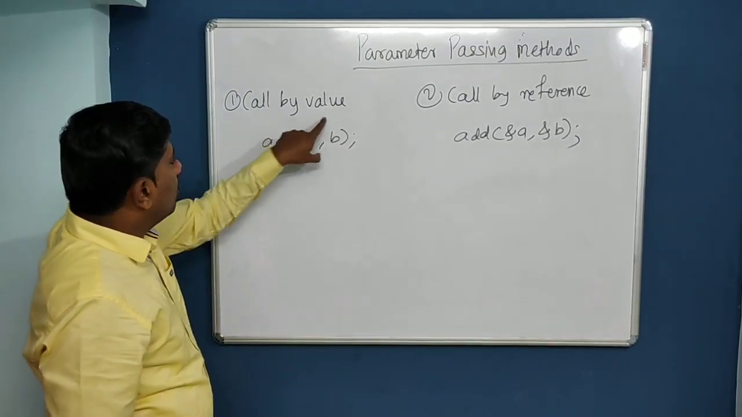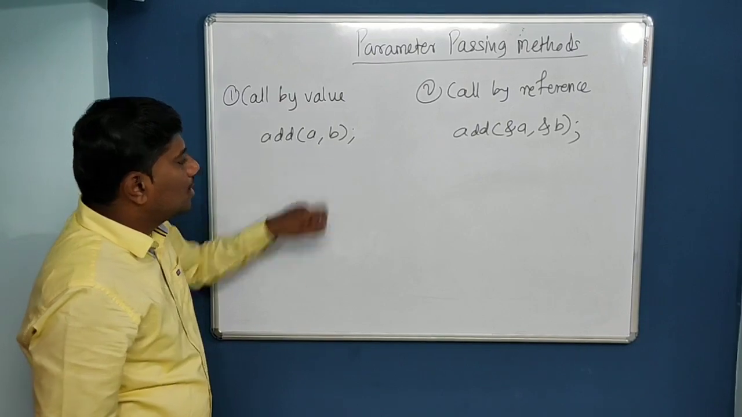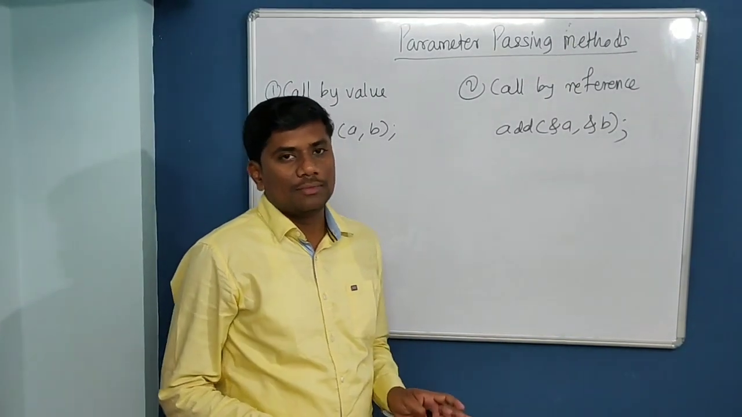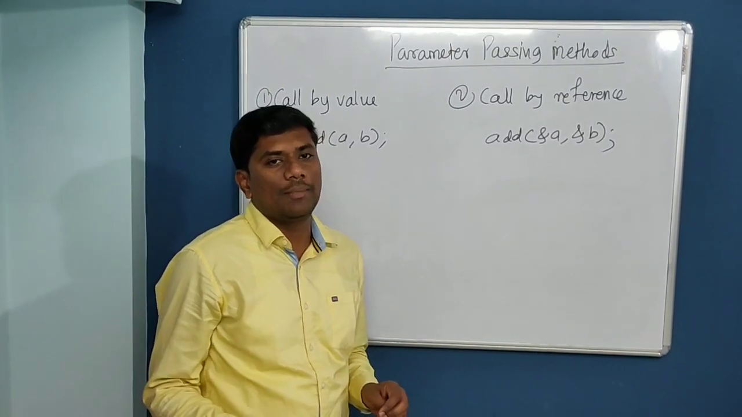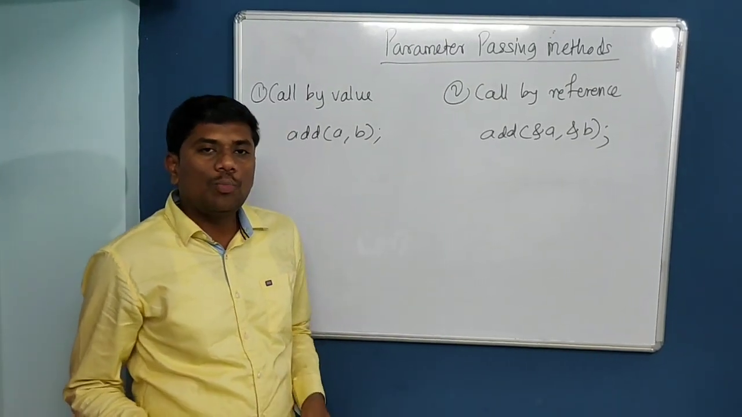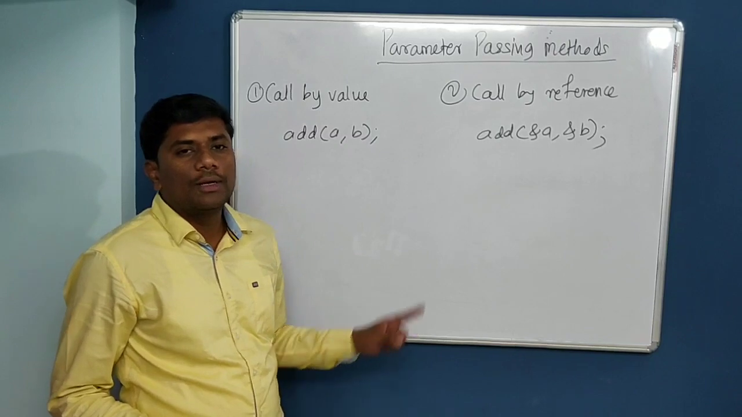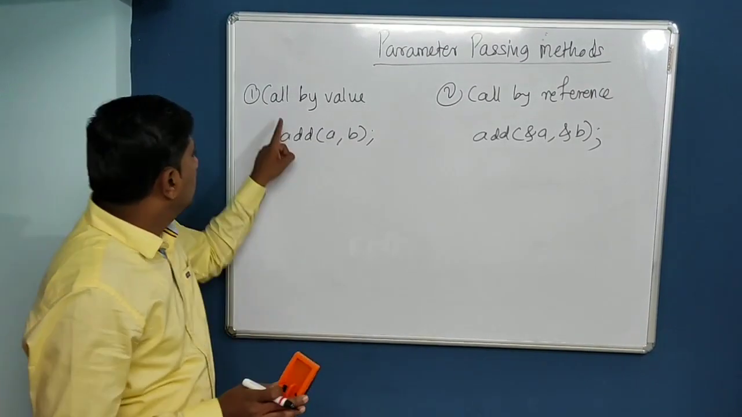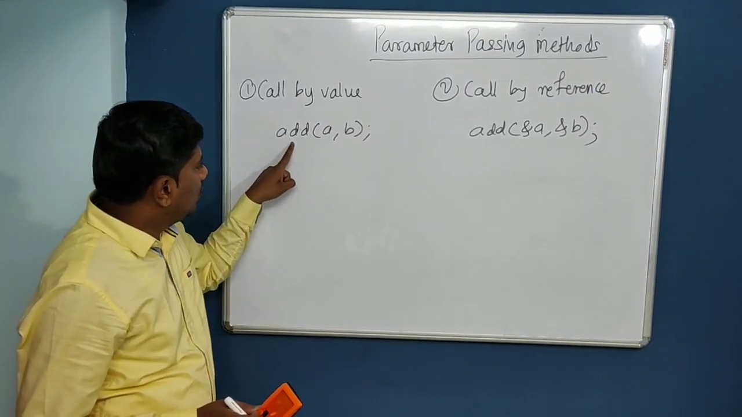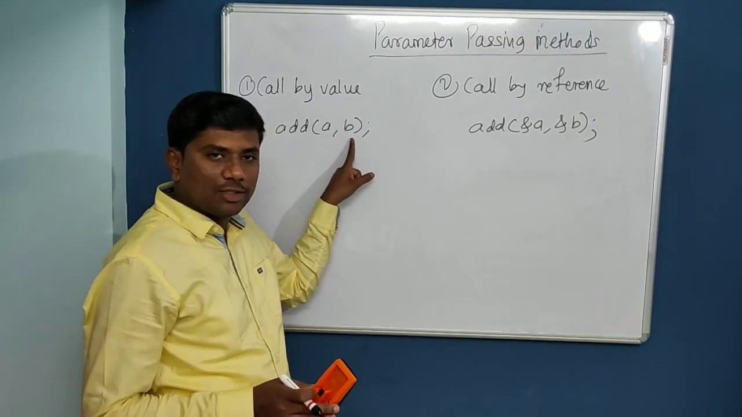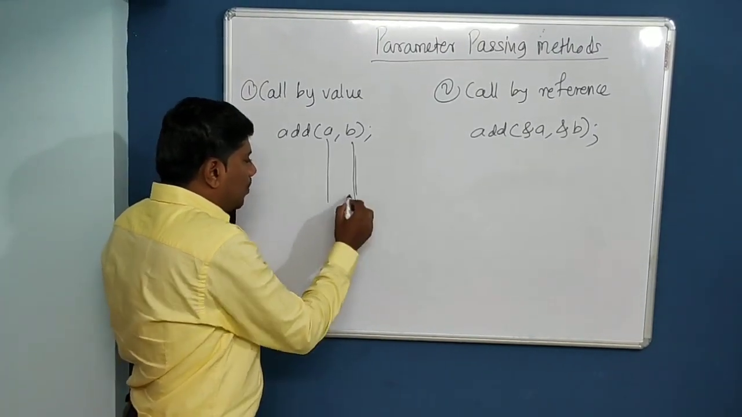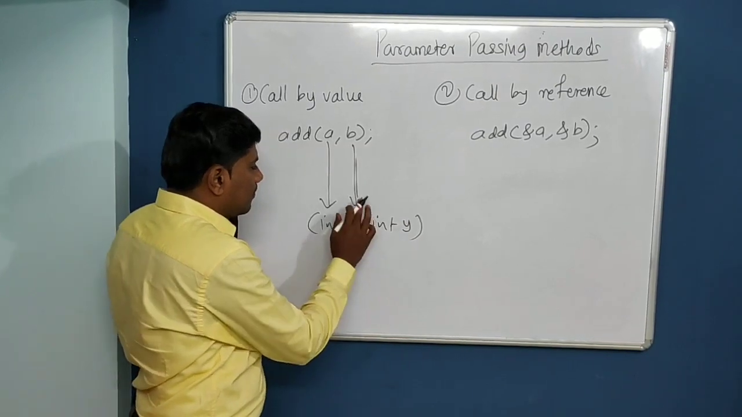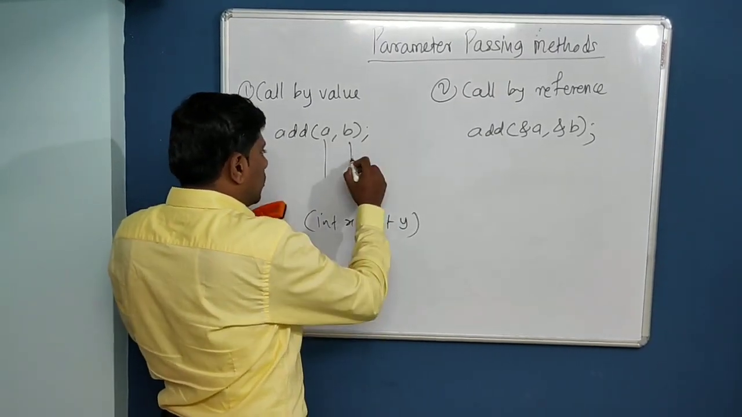Now in continuation, in call by value we are passing the values of actual parameters, and these values will be copied into formal parameters. And if we perform any operation on formal parameters, it will not affect the original values. This is about call by value. In call by value, we call the function by passing the values of actual parameters. These values will be copied into formal parameters.